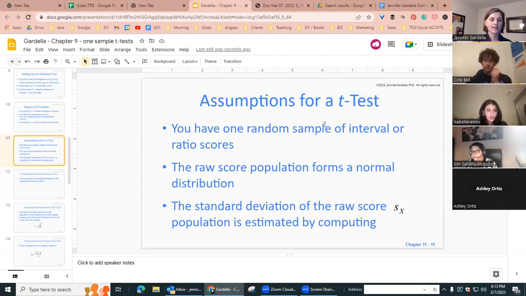And the standard deviation of the raw scores is estimated by computing the standard deviation of the sample. Remember, we did a lot of those, right? So you just compute, it's not the variance, it is the standard deviation. This is the square root of the variance. Any questions? No? Okay.